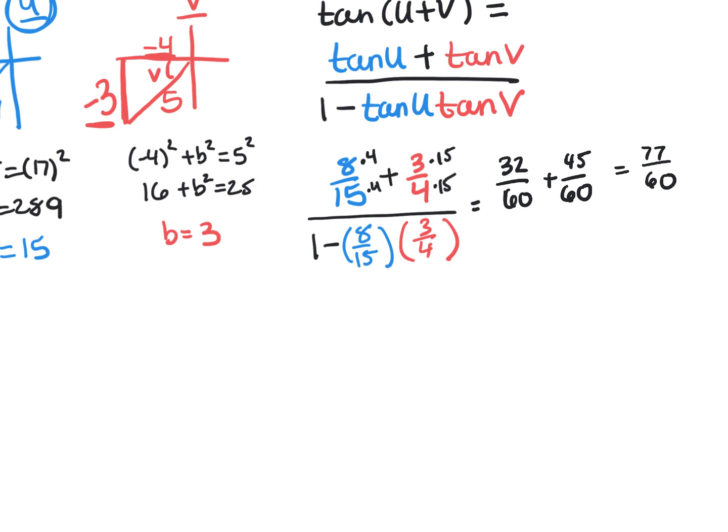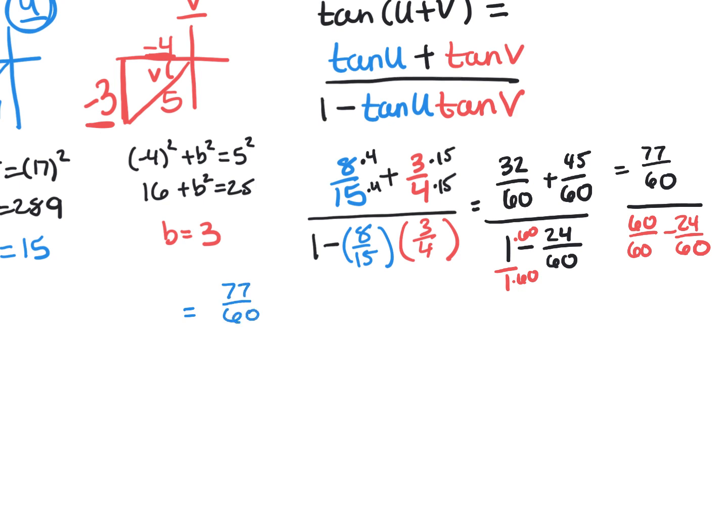Now we need to look at our denominator. So divided by 1 minus, these two fractions are being multiplied, so we multiply the numerators. 8 times 3 is 24. Multiply the denominators. 15 times 4 is 60. We need a common denominator here, so we can multiply 1 by 60 over 60. So I'm going to scooch down here. So we'll have our 77 over 60 in the numerator, all over 60 minus 24, which is 36 over 60.